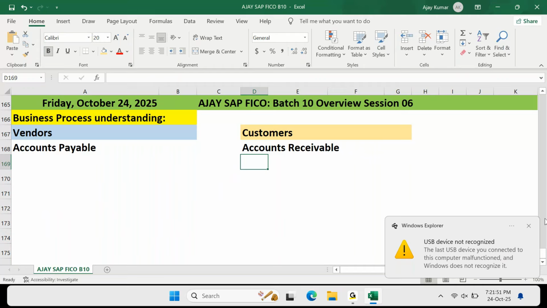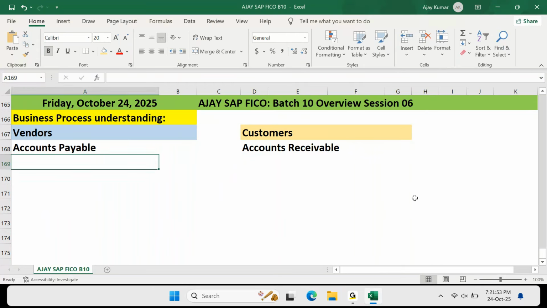subject. To do it, you'll have to ensure the starting point of a vendor is what? Vendor creation. Yes, no? In accounts payable, the first point is what? You need a vendor. Is it possible to work on accounts payable without a vendor? Yes or no? No, sir. Without a vendor, you cannot work on accounts payable, meaning your vendor will become the starting point.